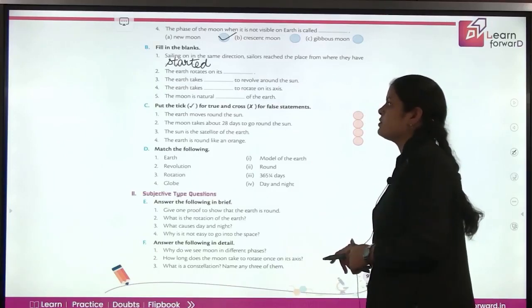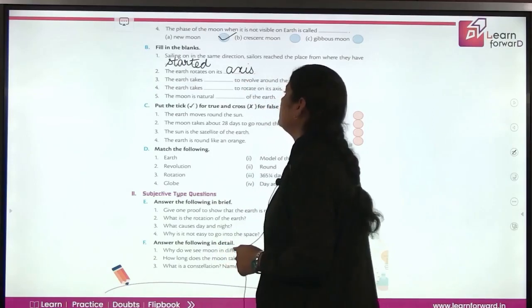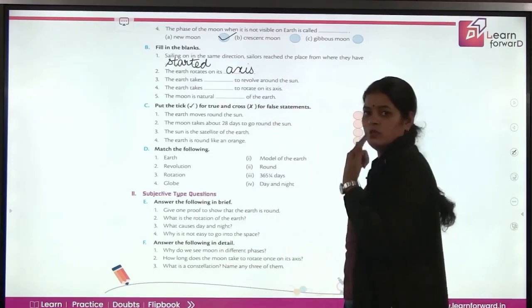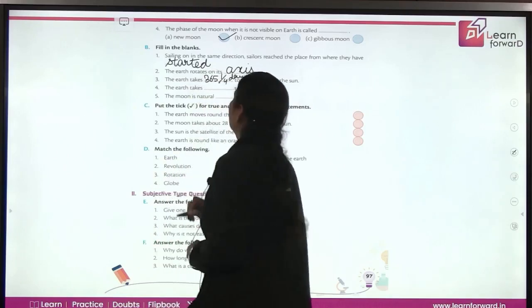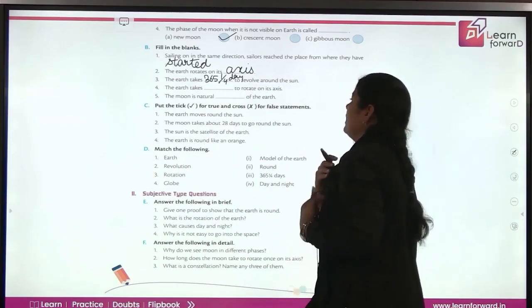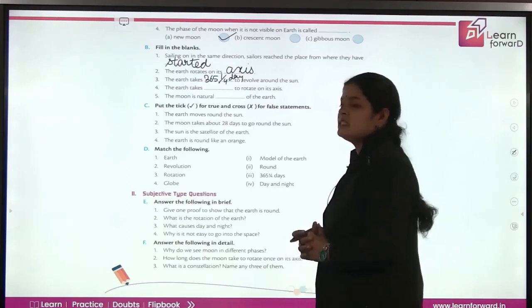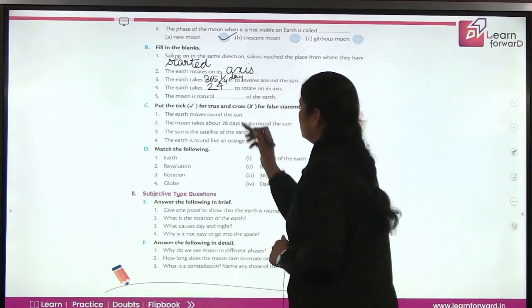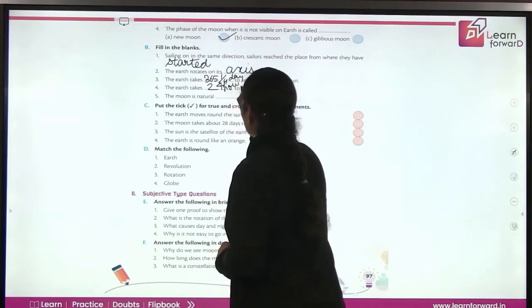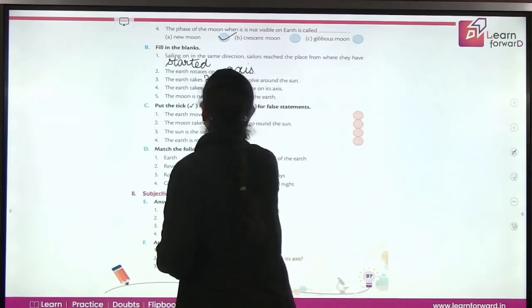The earth rotates on its axis. The earth takes how much time to revolve? It is 365 1/4 days. Take it. Now the earth takes this time to rotate. It is 24 hours. We have to write hours also. 24 hours. The moon is a natural satellite of earth.